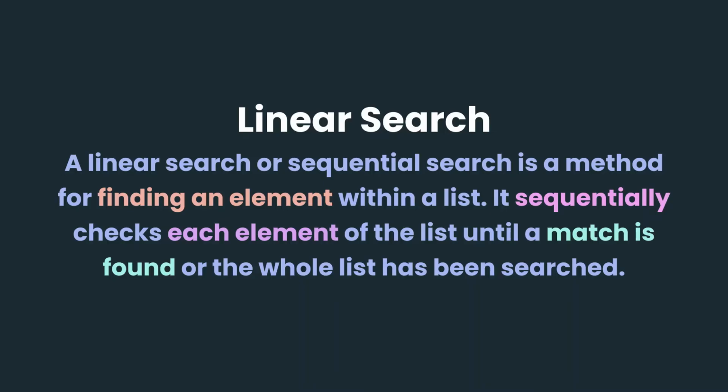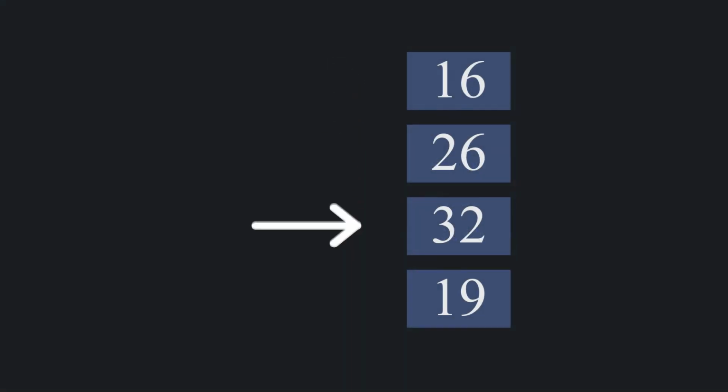The linear search or sequential search is a method for finding an element within a list. It sequentially checks each element of the list until a match is found or the whole list has been searched. Now let's see how we can implement a linear search algorithm in Python.